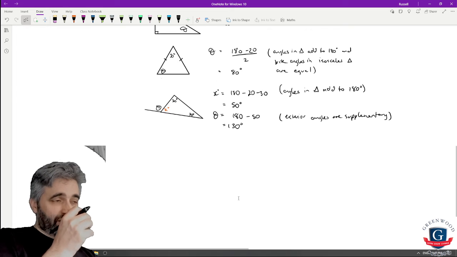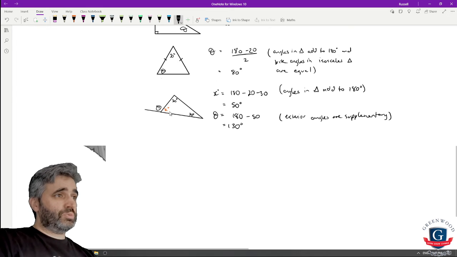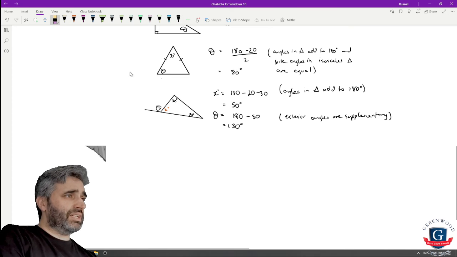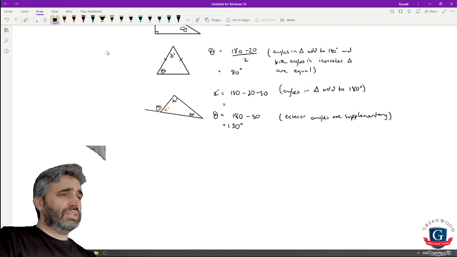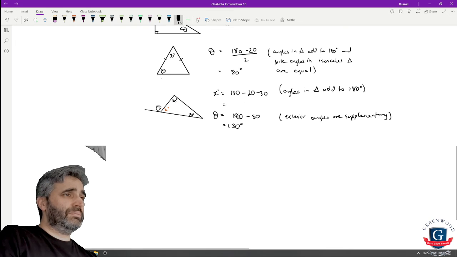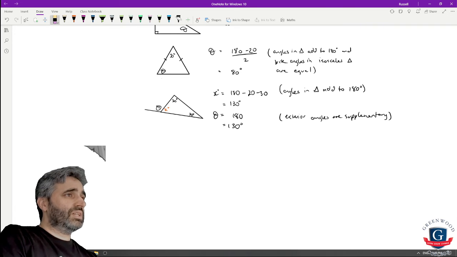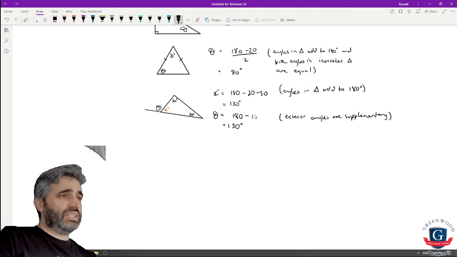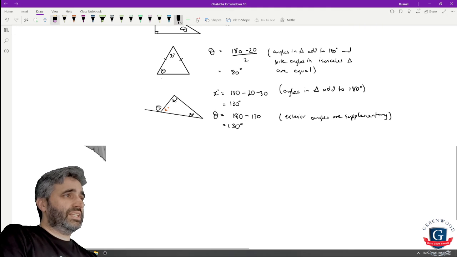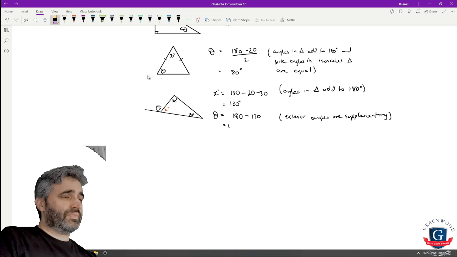Last one. This is an exterior angle problem. So we'll start with finding this unknown here before we can find the angle that we're actually after. So in our case, x is equal to 180 take 50, which is definitely not 50. So we better fix that up. 180 take 50 is 130. And then if we finish the sum, 180 take 130 is 50 degrees.